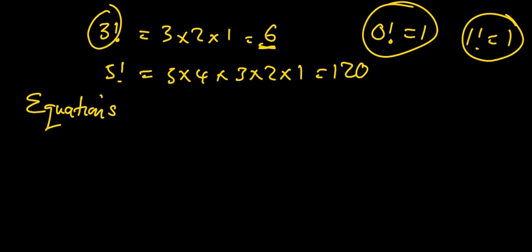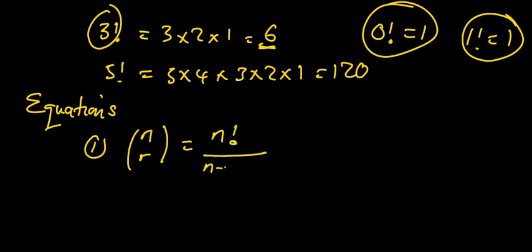So there are some equations that you must master. The first one is that n choose r is equal to n factorial over n minus r factorial and r factorial, provided r is less than or equal to n. That's a condition. This is sometimes read as n choose r.